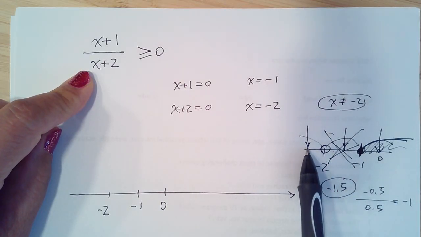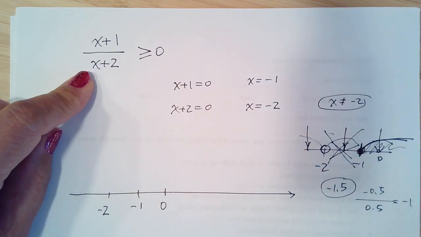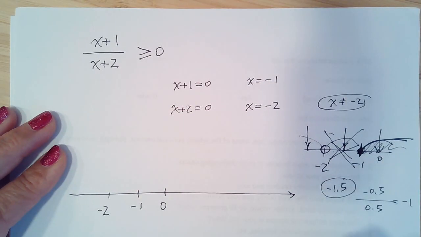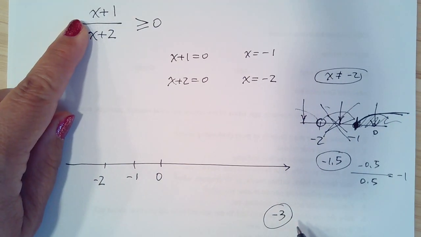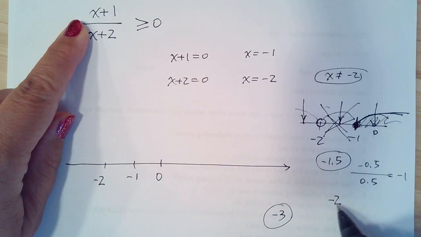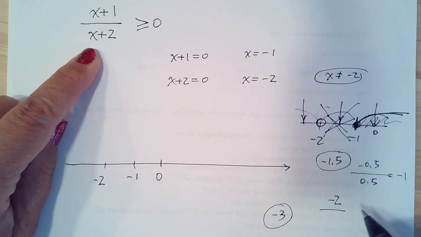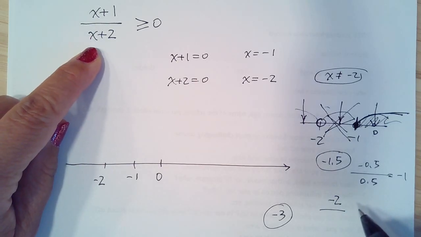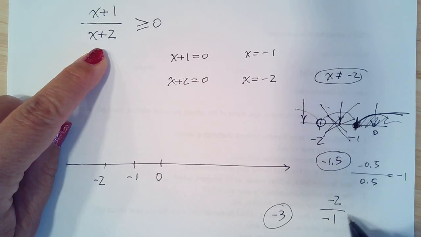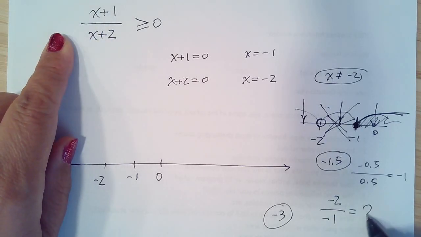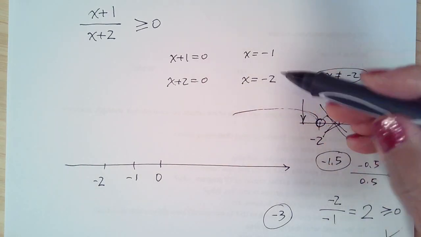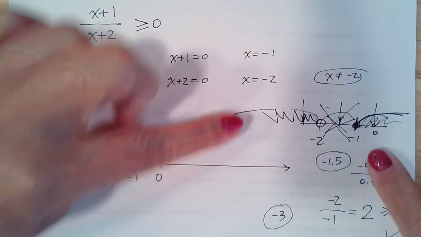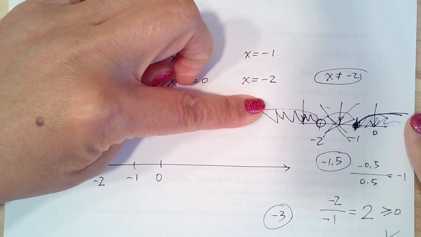Now try one more. Here's a -2. What are you going to choose? You might want to choose -3. So let's try -3. If you put a -3 here on top, you get -3 plus 1, which is -2 on top, and the denominator -3 plus 2, you get a -1. So what do you have? The left side, you have a 2. Is that greater than or equal to 0? Yes. So from -2 to the left is right. All right, now, so we have this interval correct and we have this interval correct.